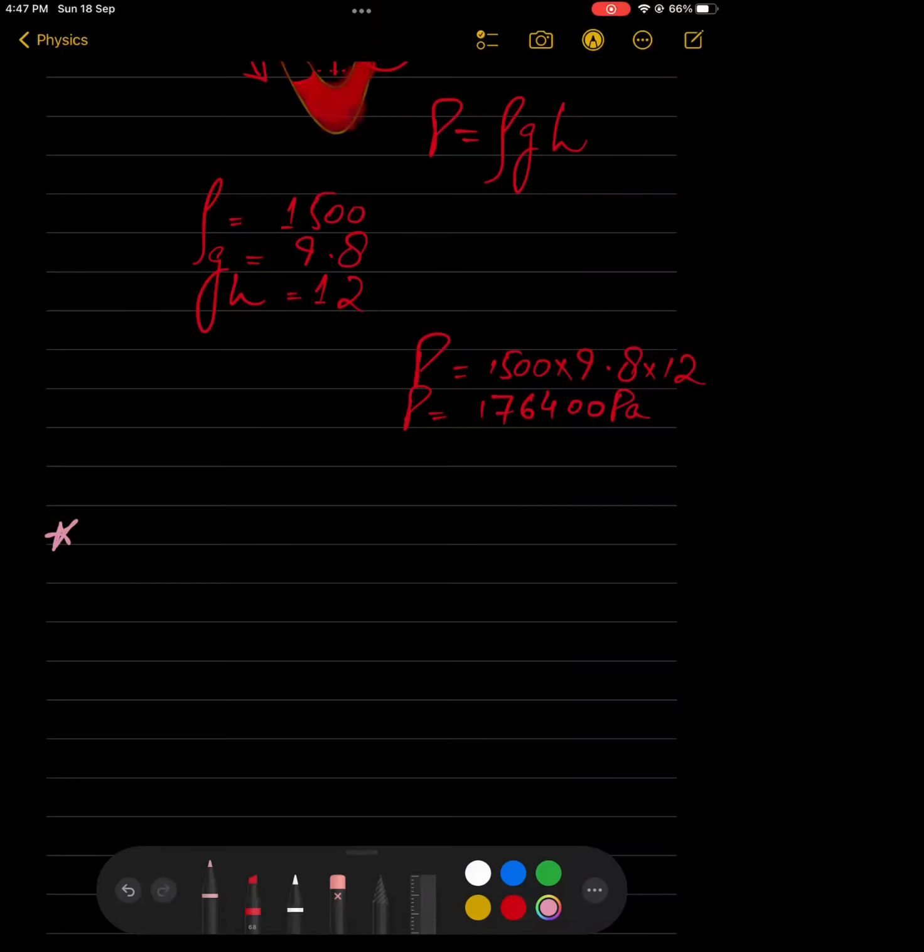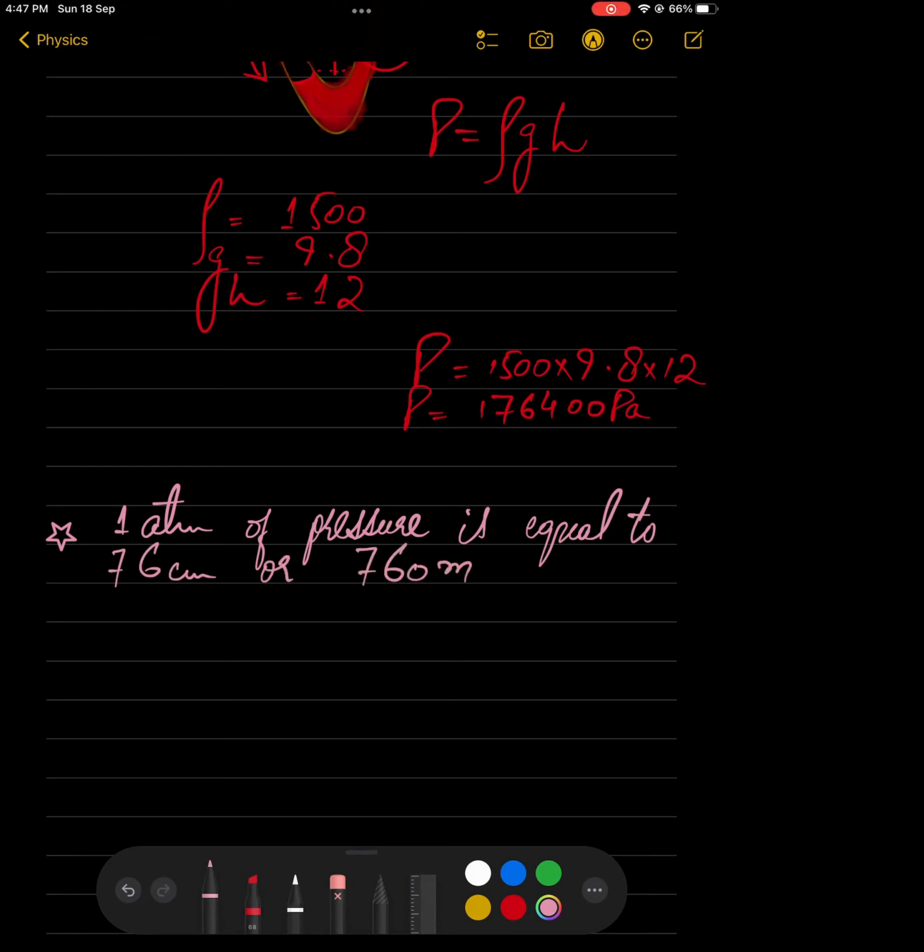It is that 1 atmosphere of pressure is equal to 76 centimeter or 760 millimeter of mercury.